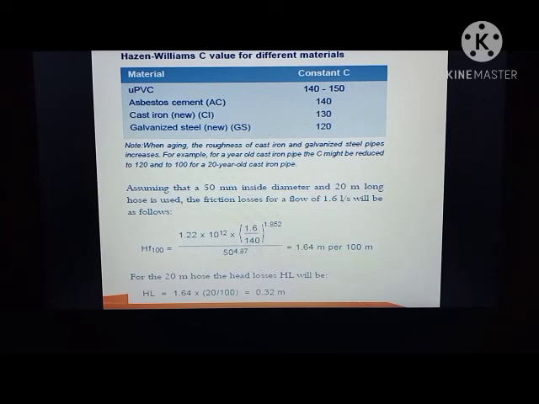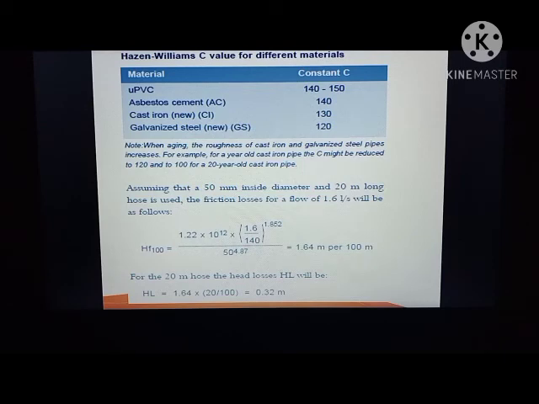When aging, the roughness of cast iron and galvanized steel pipes increases. For example, for a year-old cast iron pipe, the C might be reduced to 120, and to 100 for 20 years in cast iron pipe. These are example problems.